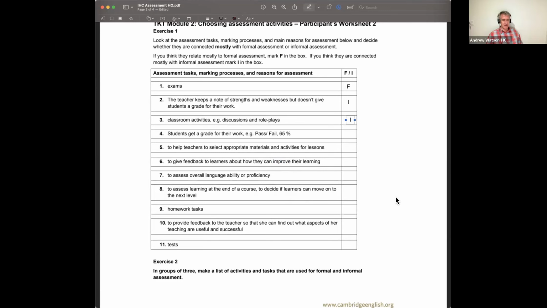Now, students get a grade for their work. It could be pass or fail or 65%. Formal. Yes.